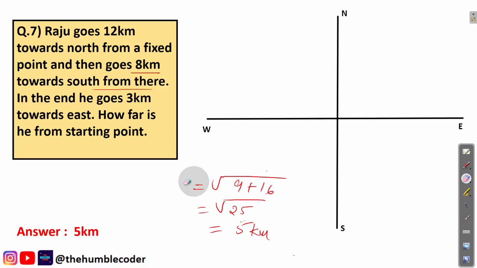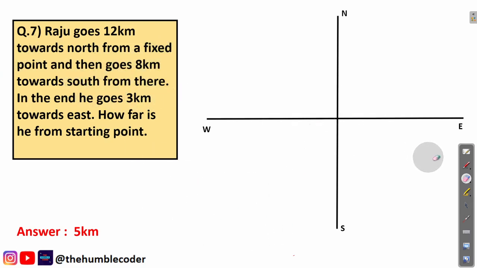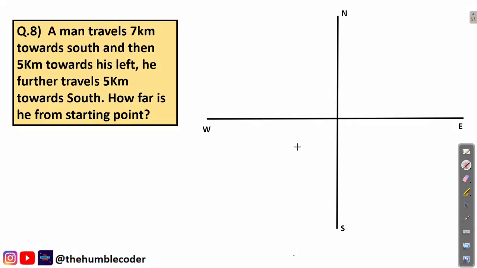Simple question, but if you are nervous in your exams, you might commit mistakes. Reasoning is all about being calm while solving the questions. So make sure while solving the questions, you are very calm.